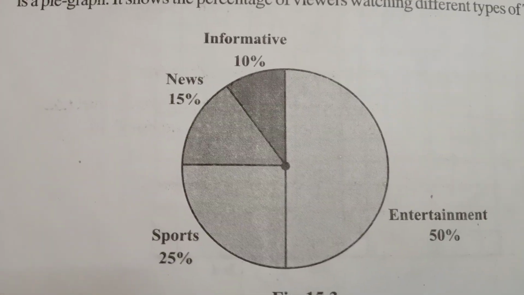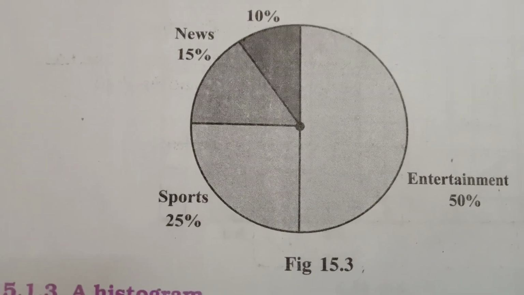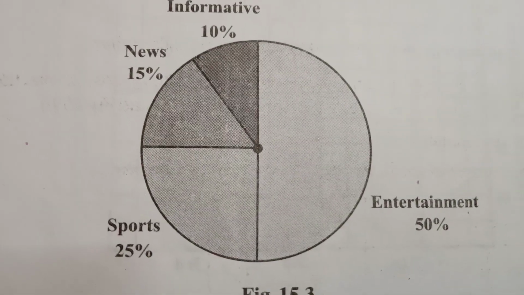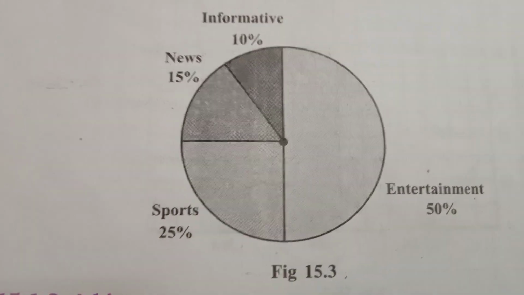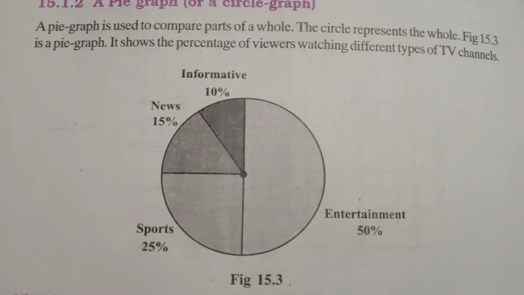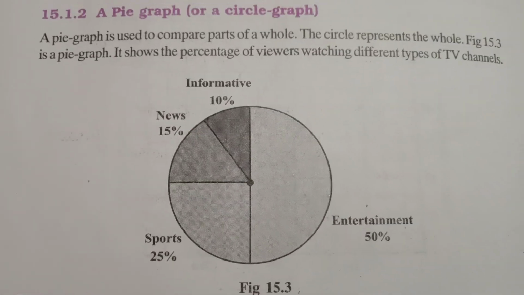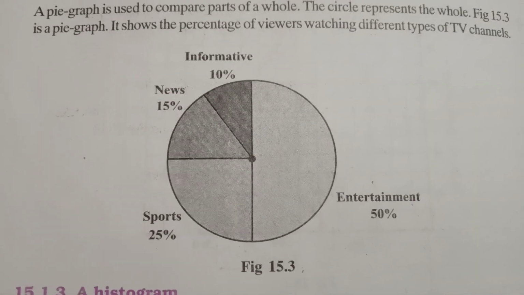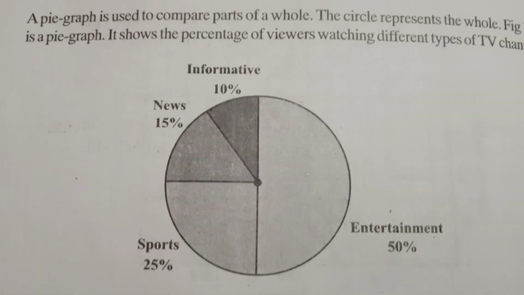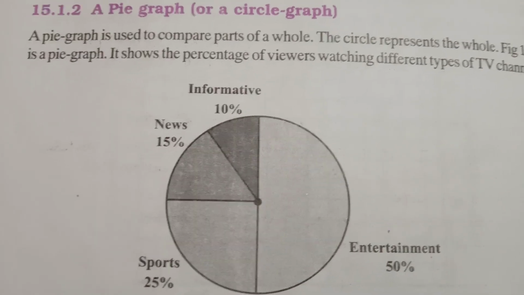So 10% watch informative programs, 15% are watching news, 25% are watching sports, and 50% are watching entertainment. See, this whole circle is divided into sectors. The whole angle in a circle is 360 degrees, which is divided based on the given information. This we have learned in the chapter Data Handling, how to represent a pie chart.